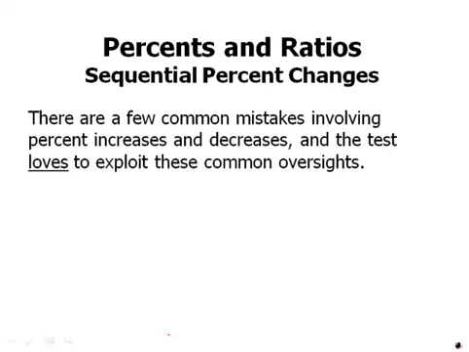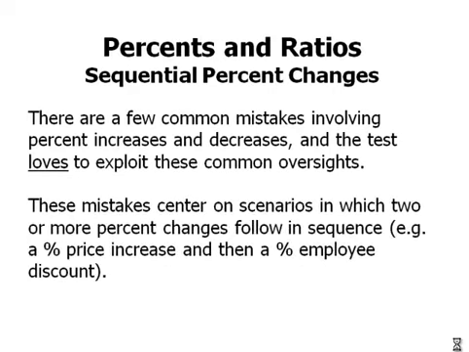Sequential percent changes. This is about when we have percent increases and decreases following each other, when you combine percent increases and percent decreases. There are a few common mistakes involving percent increases and decreases, and the test loves to exploit these common oversights. They love to write problems where people make very predictable mistakes. These mistakes center on scenarios in which 2 or more percent changes follow in a sequence.